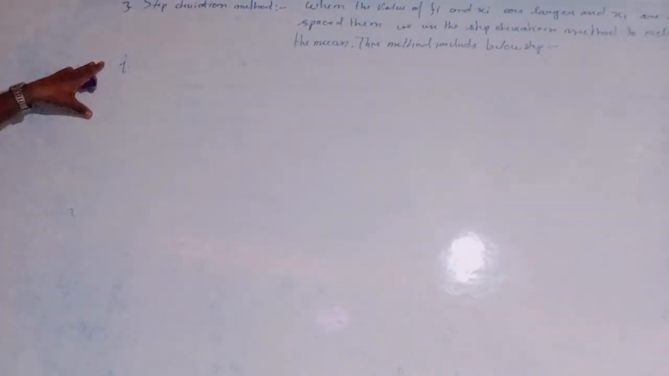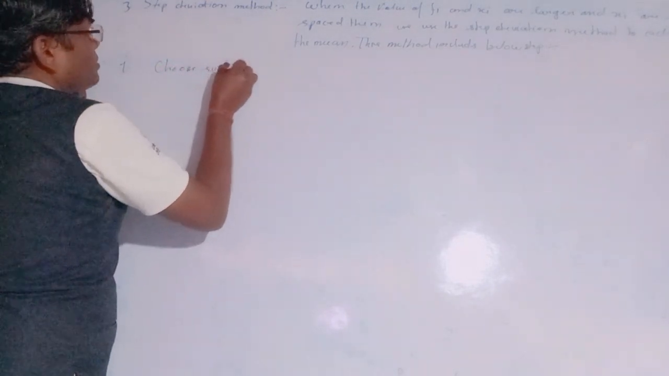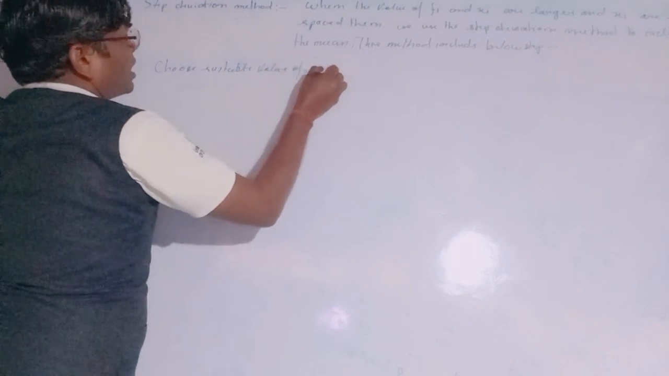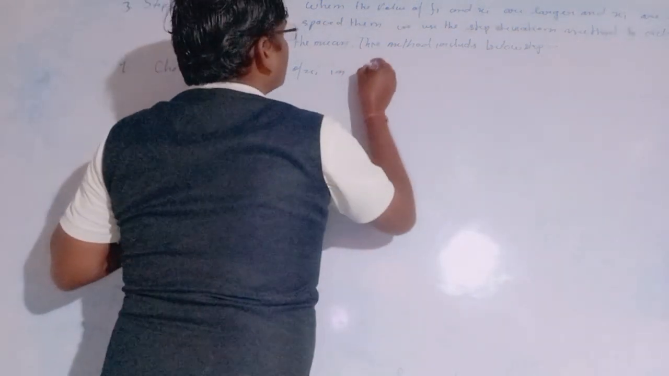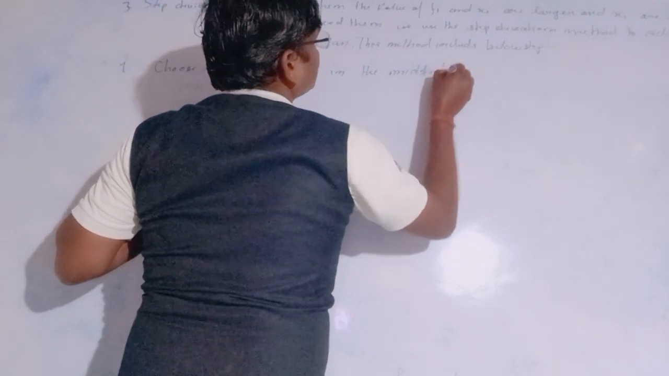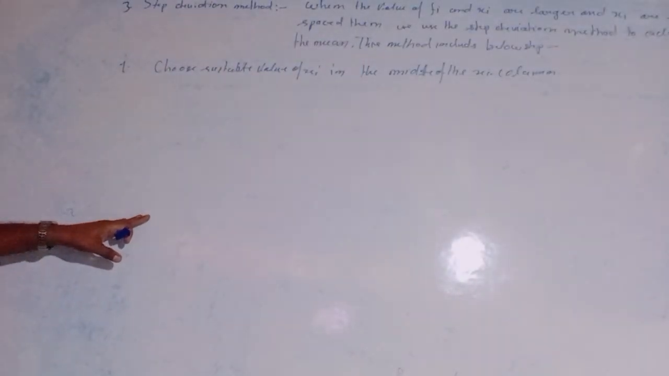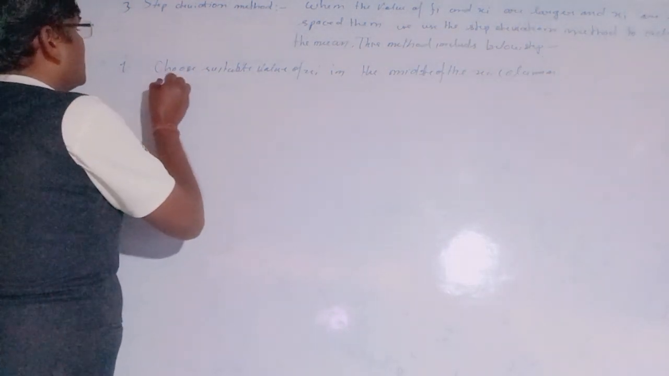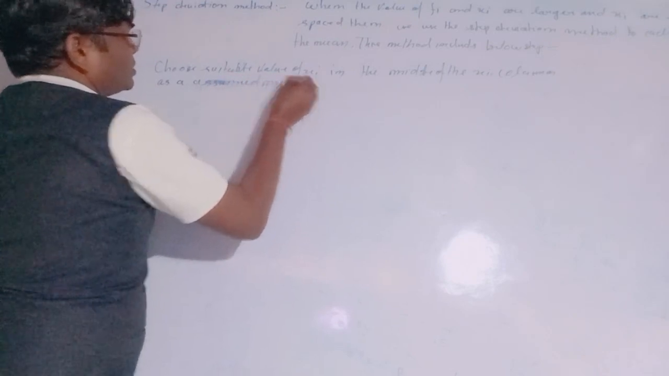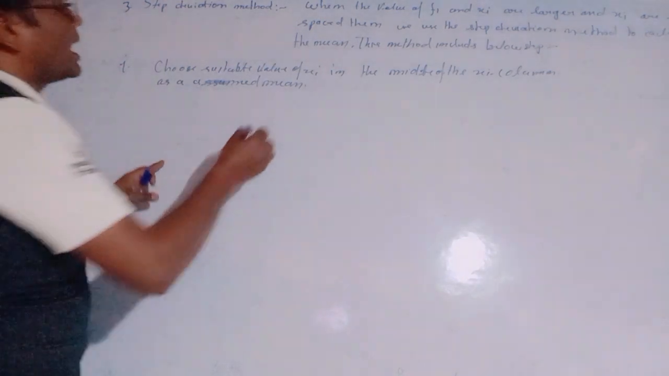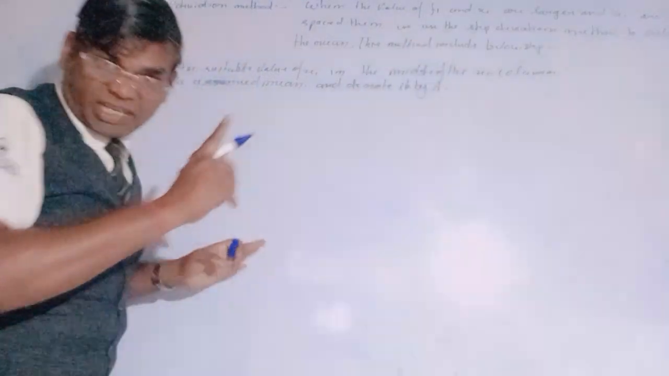First step of the step deviation method: choose a suitable value of xi in the middle of the xi column as the assumed mean, and denote it by capital A.